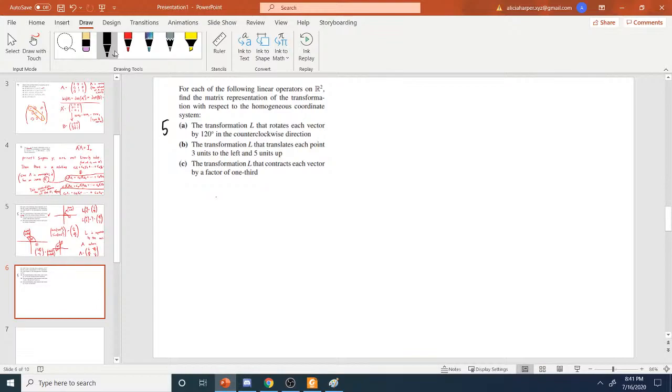So what we're going to do is we're going to think of points in R2 as vectors.